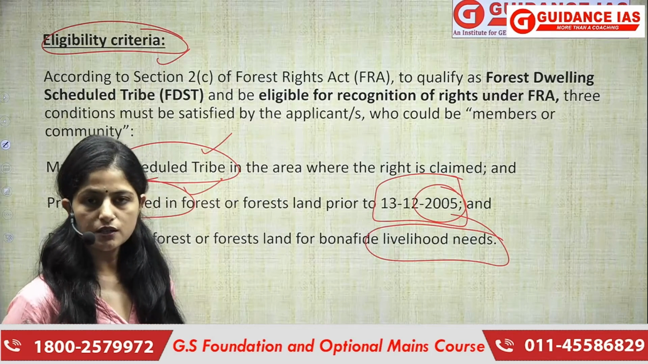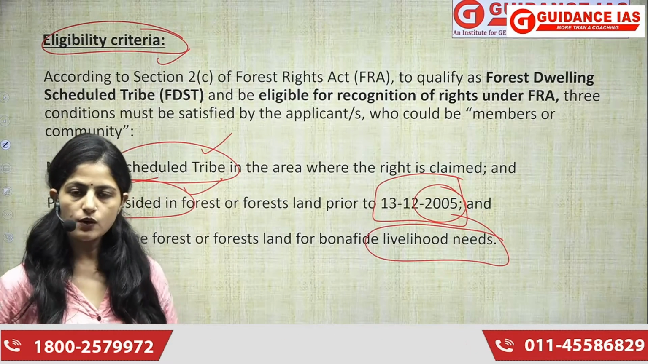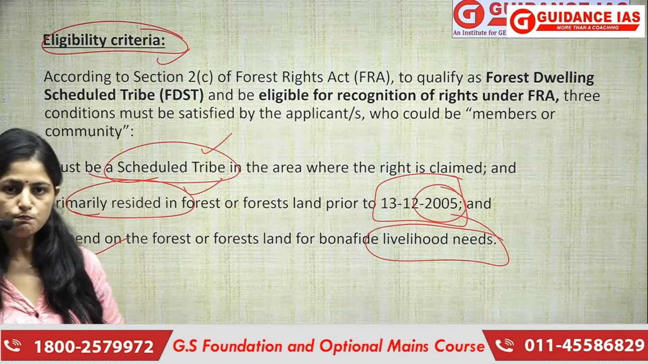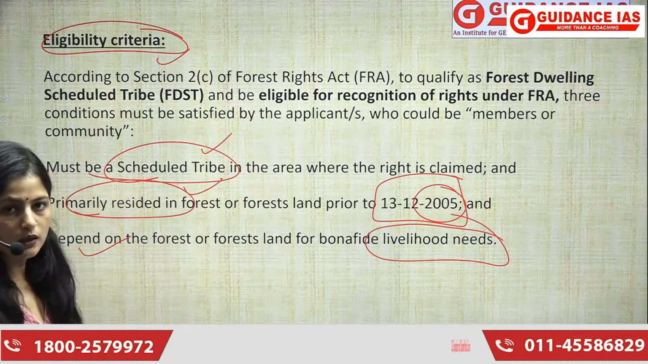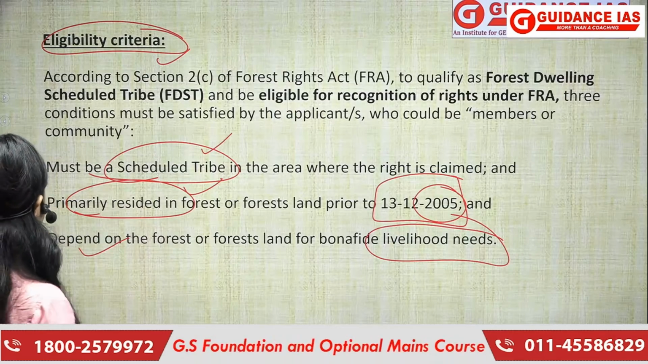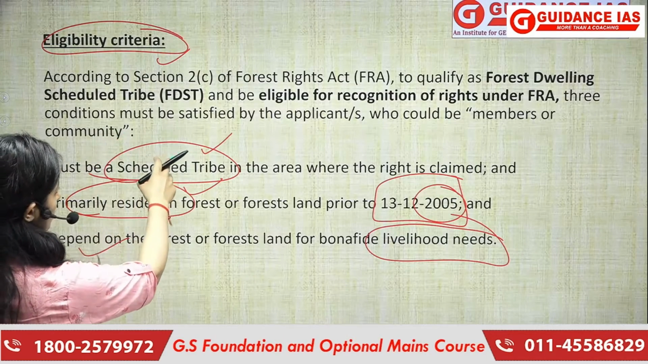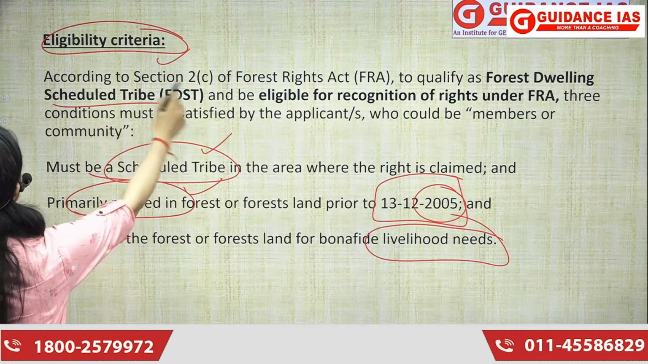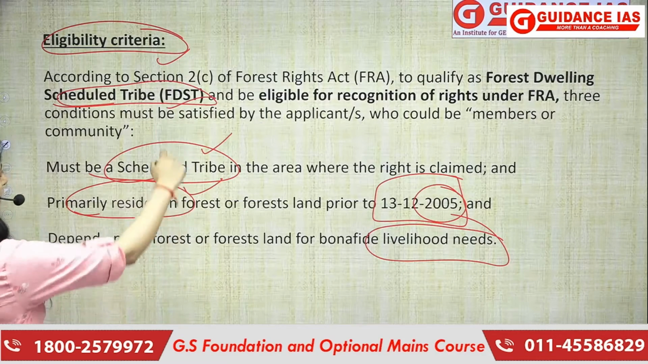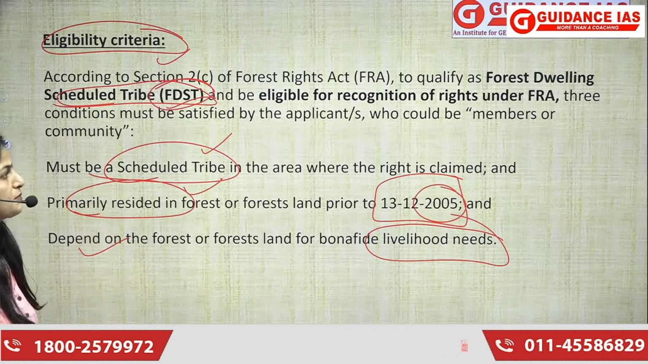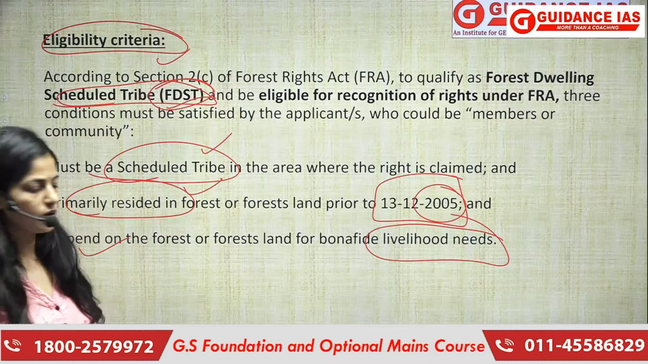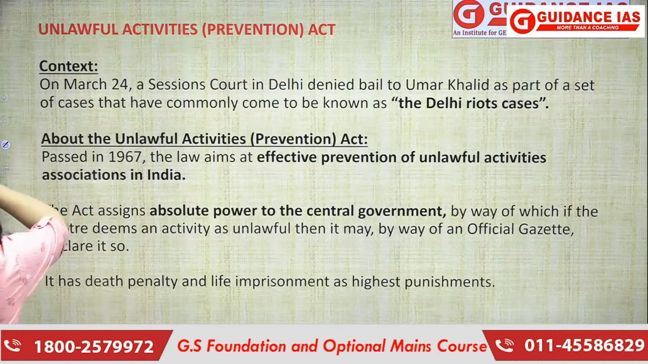So these are the three conditions through which we can identify or categorize a group as to what the forest dwellers or tribals are, right? Or we properly call it as forest dwelling scheduled tribe, FDST, right? Kindly remember the name. Kindly remember this name of forest dwelling scheduled tribe. All right. Okay, so that was all about this topic.